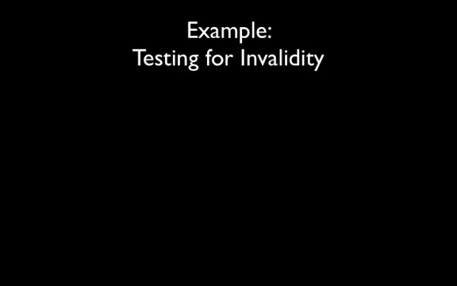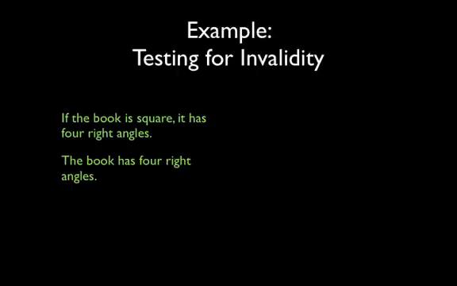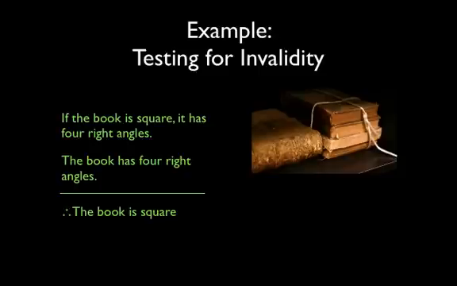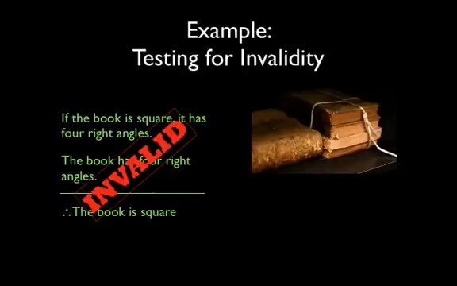Here's an example. Consider the following very simple argument. If the book is square, it has 4 right angles. The book has 4 right angles, therefore the book is square. We can all easily imagine a scenario in which both premises are true, but the conclusion is false. For example, if the book is a rectangle. So this argument is invalid.